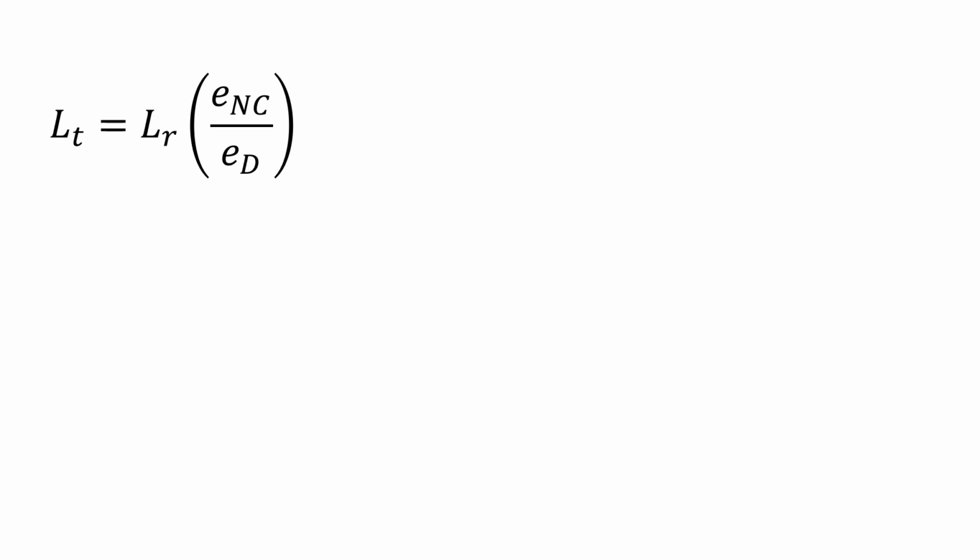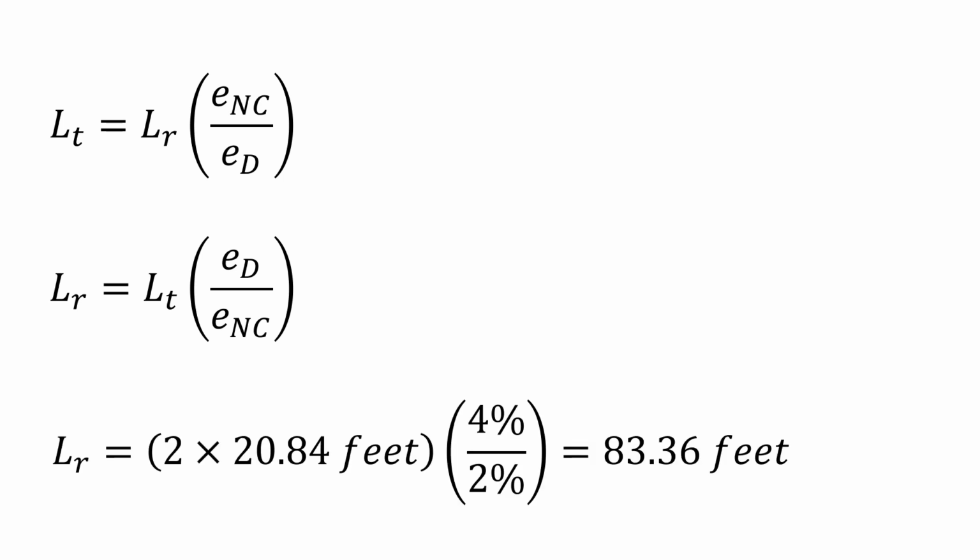So here's our typical equation looking for our tangent runout. Tangent runout L sub t equals the superelevation runoff L sub r multiplied by normal crown over the design superelevation. I'm going to rearrange this a little bit. I want to solve actually for the runoff because we have enough information to find the runout. We're also given the design superelevation in our design plans. That's 4%, and we're going to use a normal crown of 2%.